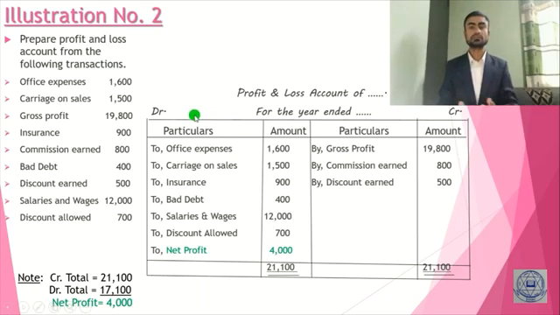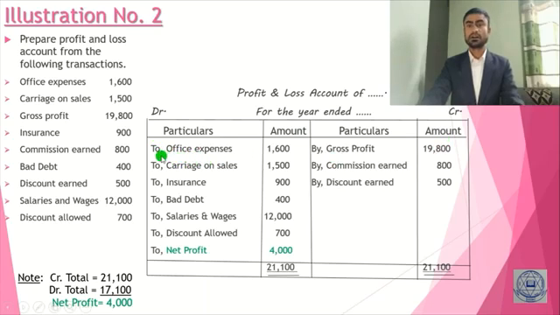Okay, before preparing the table of the profit and loss account, we should write the heading first. The heading is like profit and loss account of company, blank, as there is no name of the company. For the year ended, blank, as there is no date as well. So there are two sides, debit side and credit side here. And the table is like that: particulars, amount, particulars, amount.